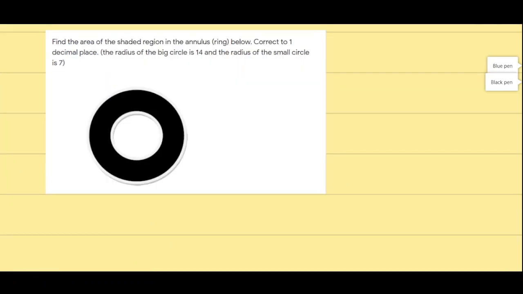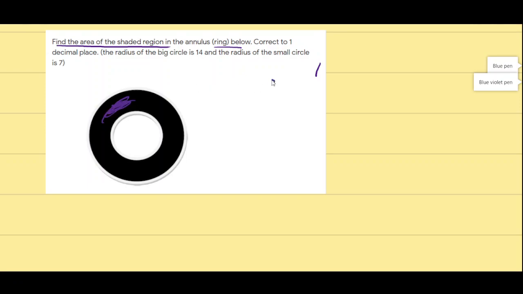So this will be the last problem we'll solve in this video before we go to the next one. This is problem 6. We are told to find the area of the shaded region in the annulus of the ring.